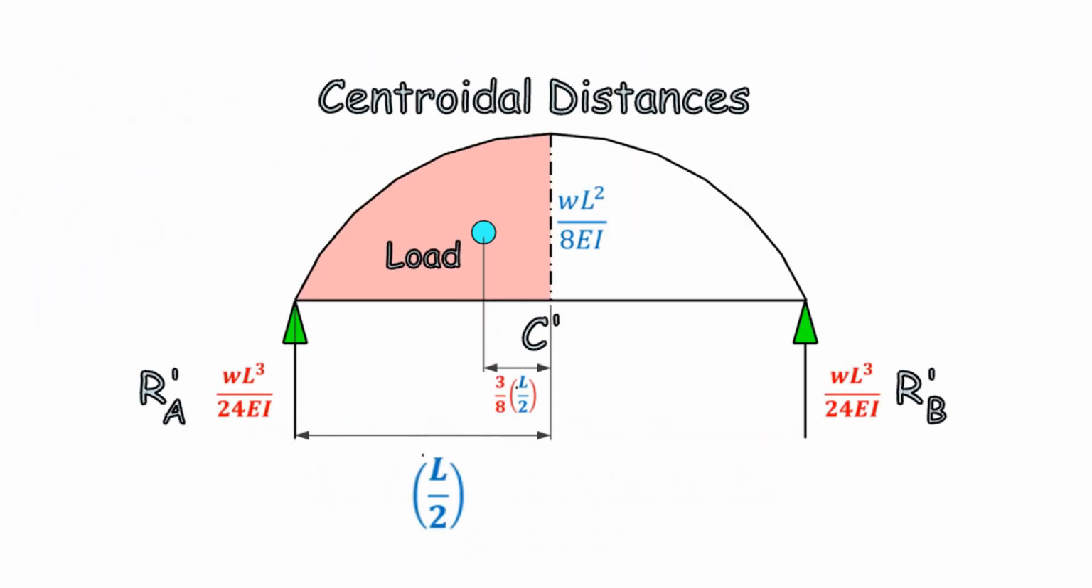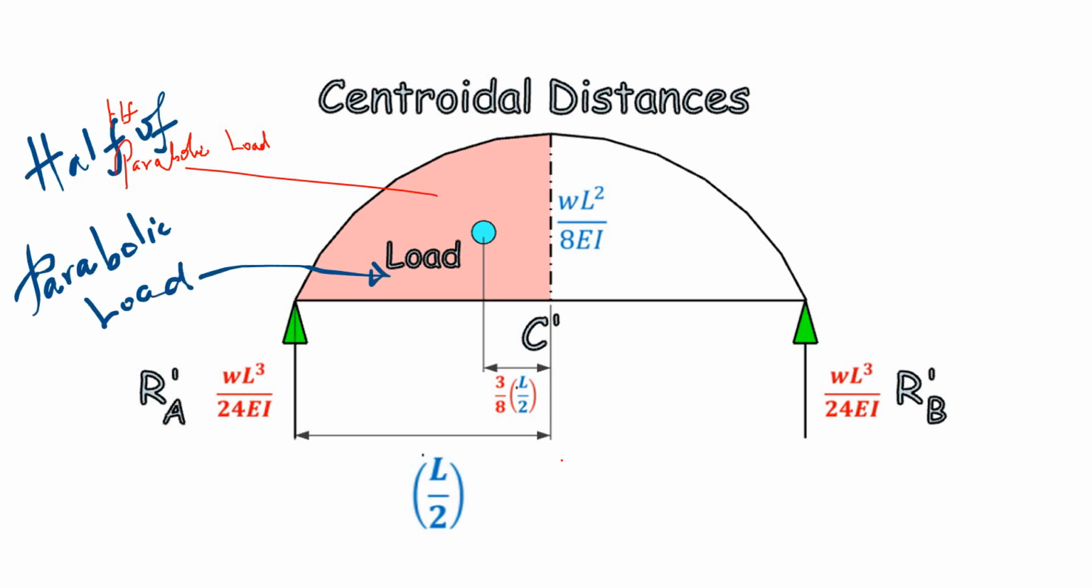Now proceeding further, you will find that here again the explanation is given that this is half of the parabolic load, which is obtained here, that has to be used. For this half of the parabolic loading, we see that the centroid is at a distance 3 by 8 times L by 2, and the distance from point A dash to C dash is L by 2, as we know, it's obvious. So half of the parabolic load is considered.